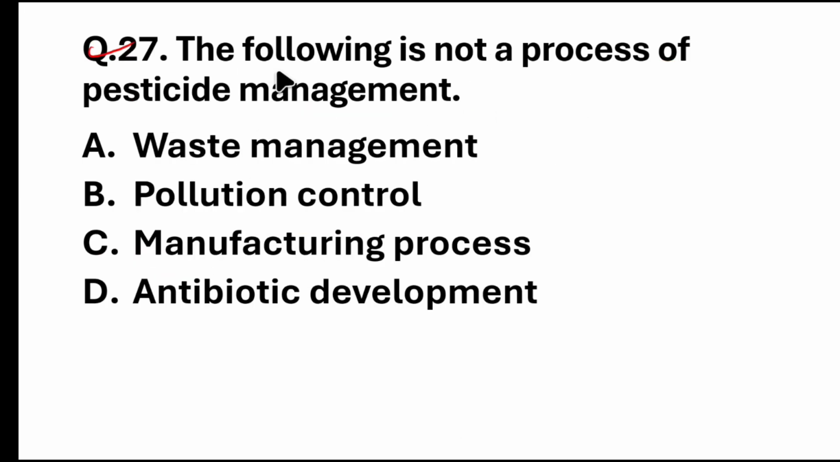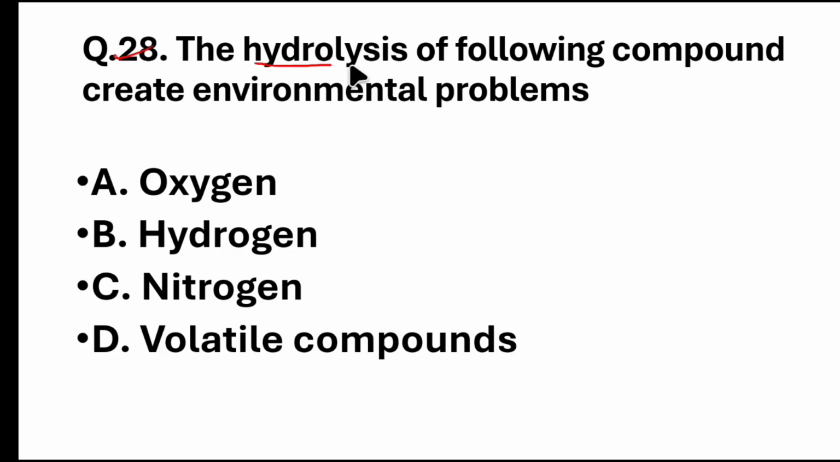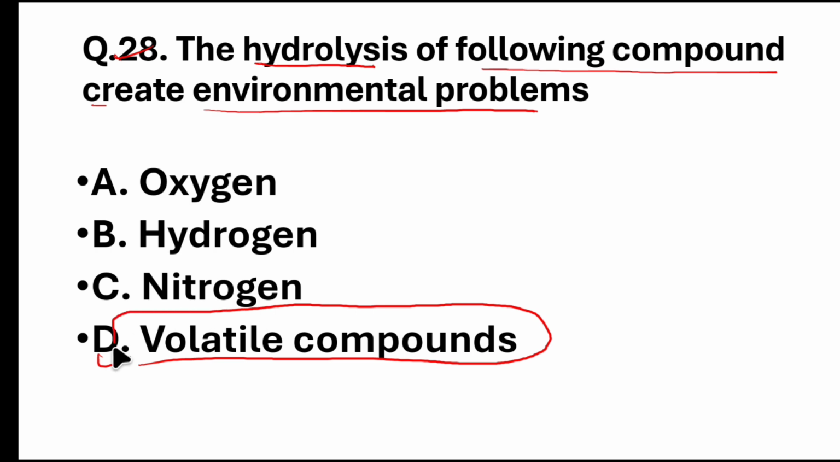Question number 27. The following is not a process of pesticide management. Answer option D. Antibiotic development is not a process of pesticide management. Waste management, pollution control, manufacturing process is the process of pesticide management. Question number 28. The hydrolysis of following compound creates environmental problems. Answer option D. Volatile compounds. Hydrolysis of volatile compounds creates environmental problems.